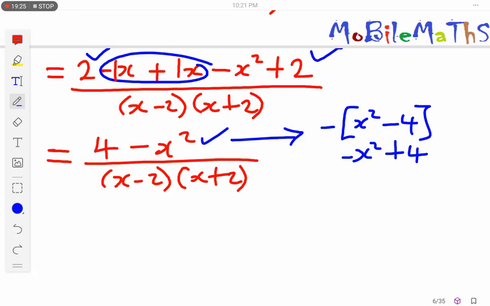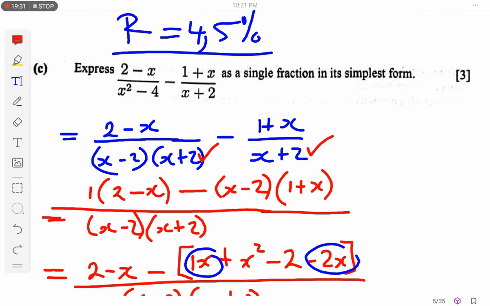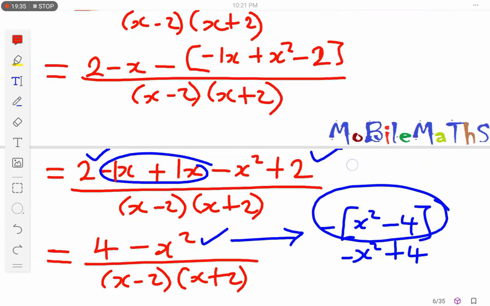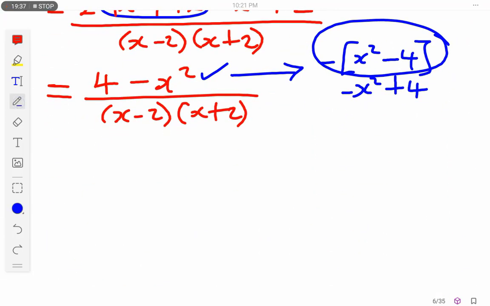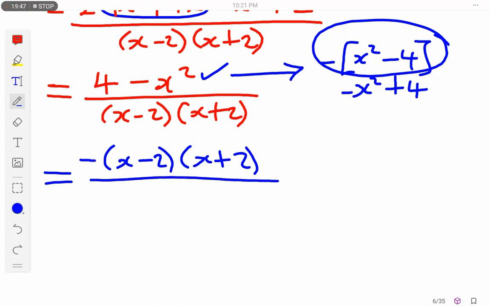Okay, so having that, guys, this part here is the same as what we had initially here. So I can do what I did for the other one and say, okay, fine, this is going to be x minus 2 and x plus 2. But there is a minus outside, so I'll have my minus there. Then all over the whole expression of the denominator, which is x minus 2 and x plus 2 like this.